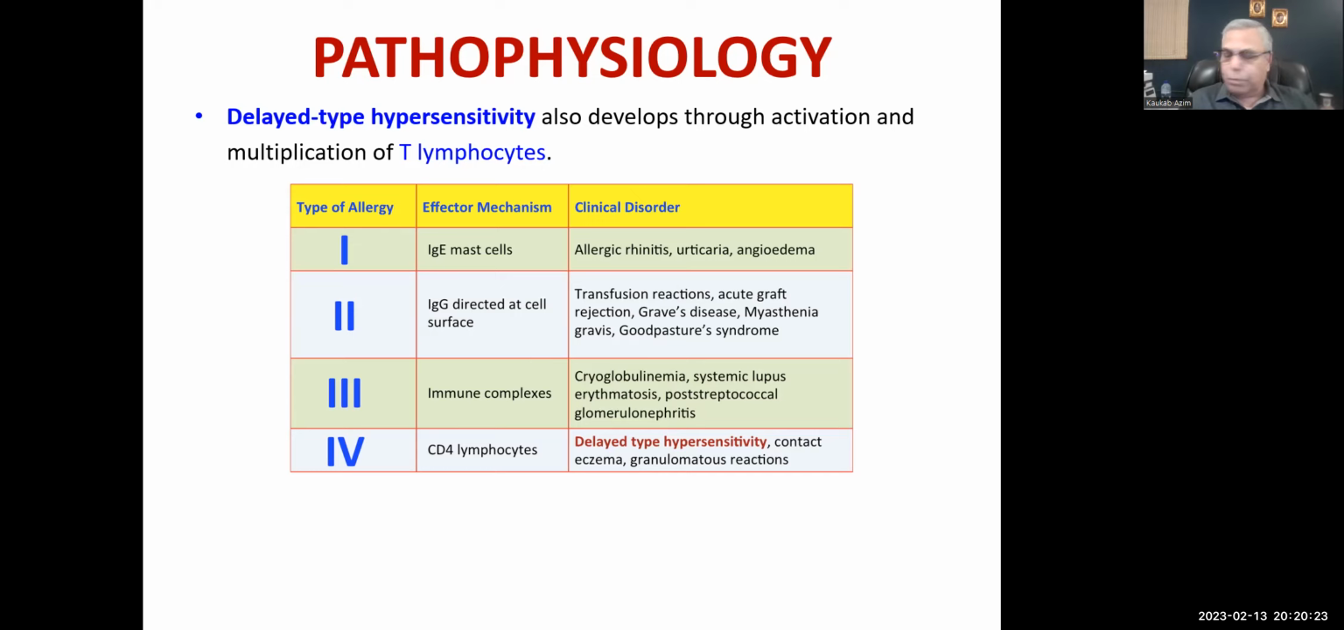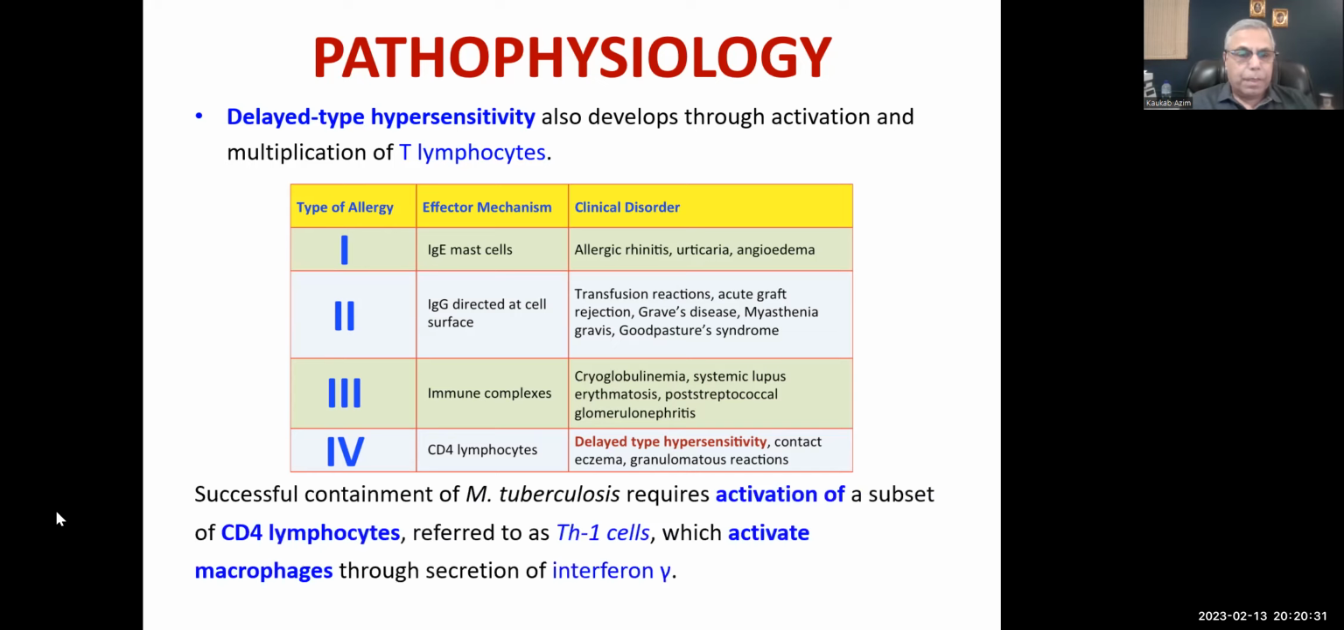And that is why this is important to understand, because we do this tuberculin skin test and we wait for 48 to 72 hours, okay? So successful containment of Mycobacterium tuberculosis requires activation of a subset of CD4 lymphocytes referred to as T helper 1 cells, which activate macrophages through secretion of interferon gamma. So this is recall of your immunology, right? So T helper 1 cells secrete interferon gamma that is going to attract macrophages.